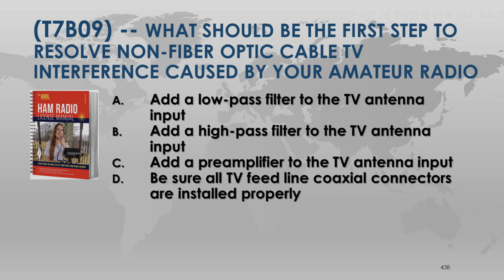What should be the first step to resolve non-fiber optic cable TV interference caused by your amateur radio? Why is that up there? Because it's on the question board. I know, but non-fiber optic. They're trying to make you think. Delta. Be sure all TV feed line coaxial connectors are installed properly. Correct.